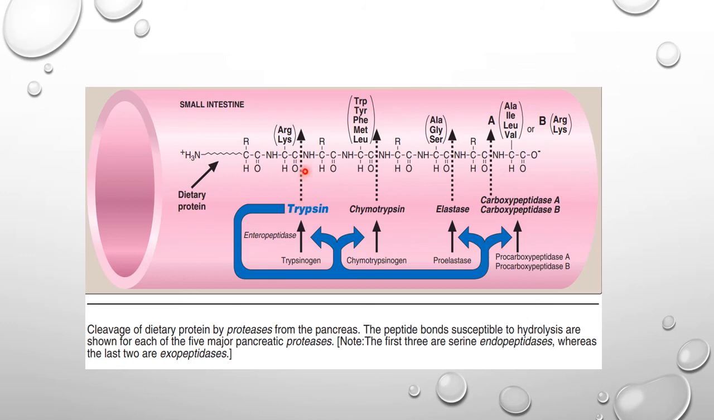Trypsin can hydrolyze the peptide bond in which the carboxylic acid group of the amino acid is contributed by arginine and lysine. And these amino acids are specific for chymotrypsin: tryptophan, tyrosine, phenylalanine, methionine, and leucine. Elastase can recognize the carboxylic end of amino acids like alanine, glycine, and serine. Carboxypeptidase A can act on the amino acid sequences in which the amino group is contributed by alanine, isoleucine, leucine, and valine, while carboxypeptidase B is specific for arginine and lysine.